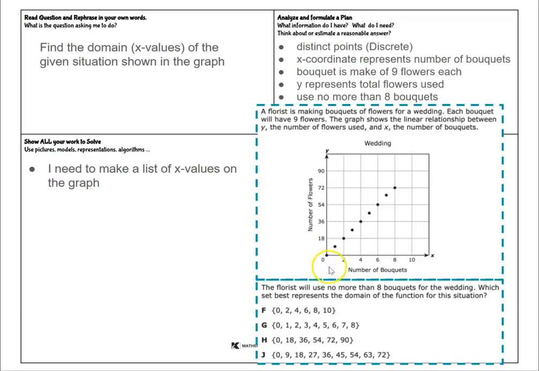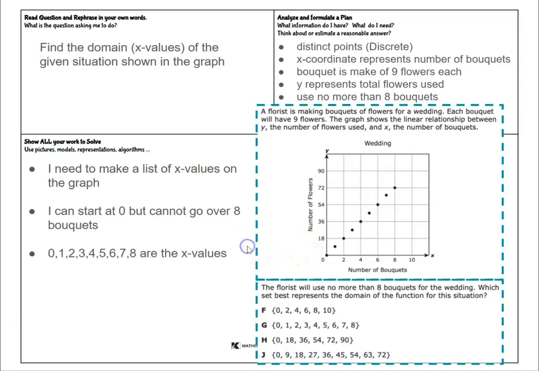One misconception might be that the 0, 2, 4, 6, 8, and 10 is the domain because that is the scale shown on the x values. So what you really have to do here is consider the dots that we're looking at, including this dot at 0. I can start at 0, but I cannot go over 8 bouquets. The x values, like we just said, would be 0, 1, 2, 3, 4, 5, 6, 7, and 8.